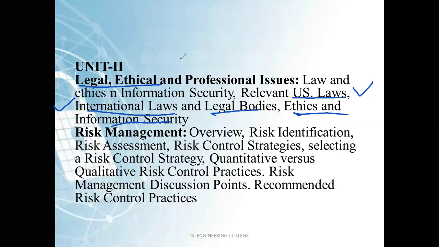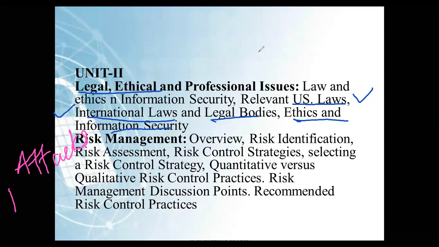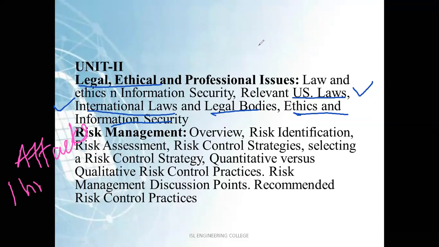Then coming on to the next part, that is risk management. As I already told, what is risk? Risk is the possibility of loss, and how you're going to prevent that particular risk from happening. Within this risk, you might have different attacks, or there can be different threats. When you know the different attacks and threats, that is called risk identification.